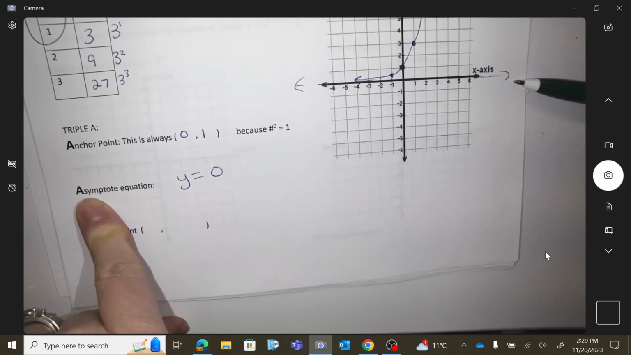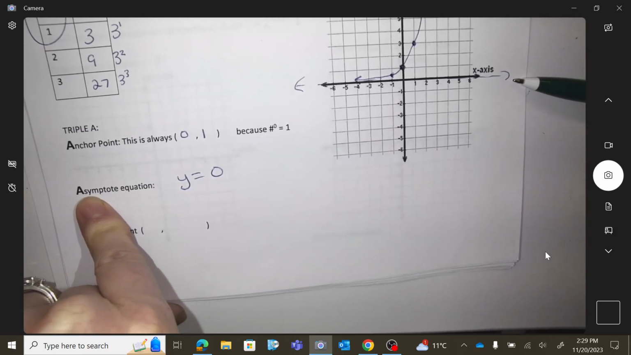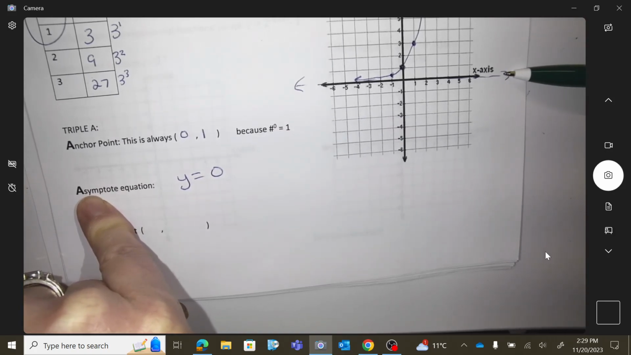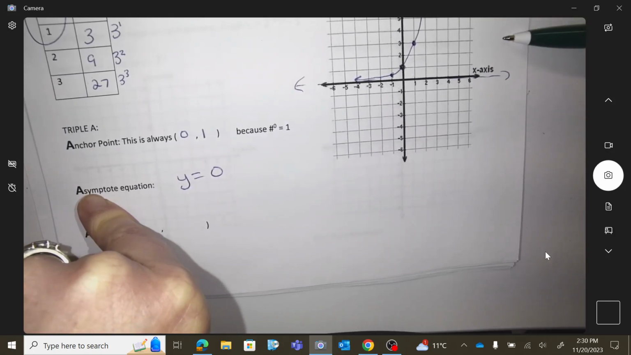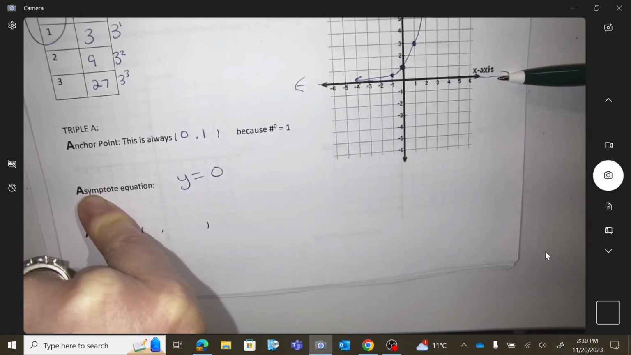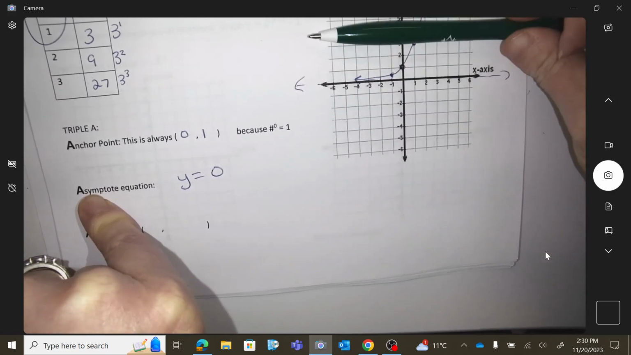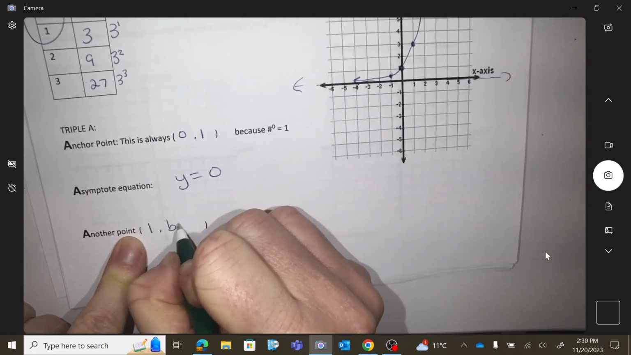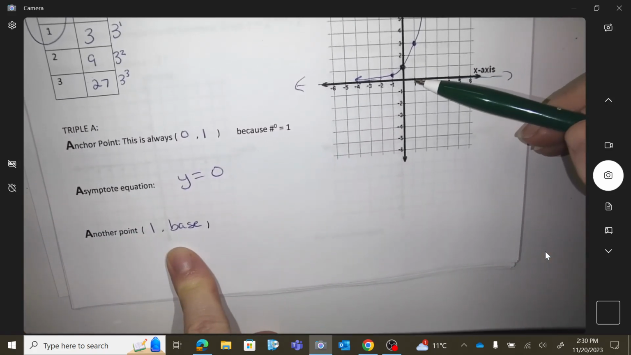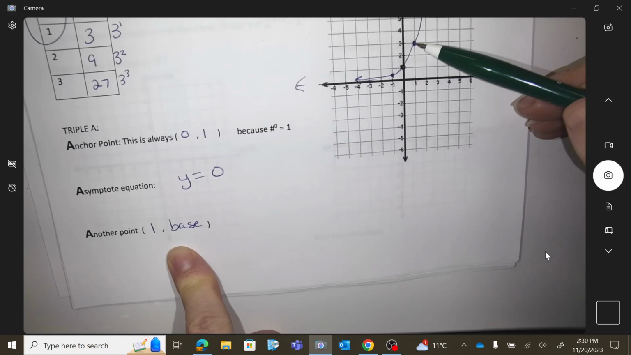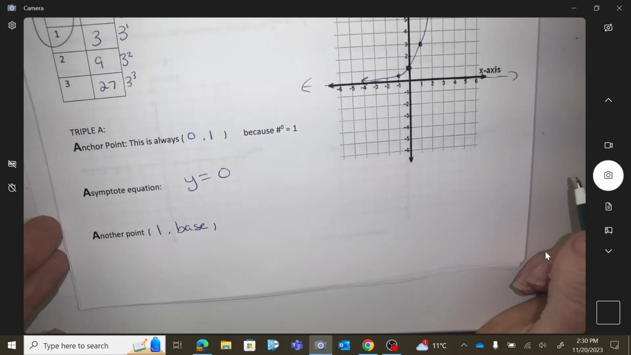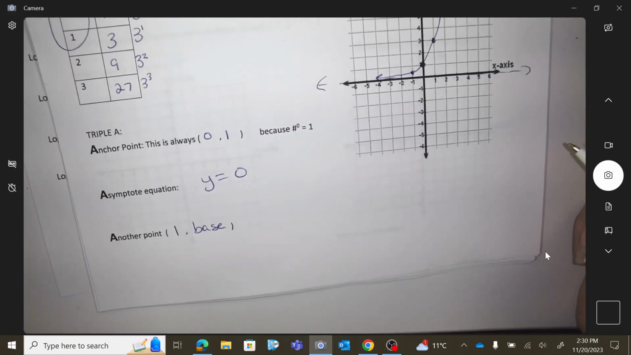What's the only way I can move this asymptote? Which letter, A, B, C, D, would have to change? Which transformation would have to change for this to be different? Would I have to stretch it, compress it, reflect it, shift it left, right, up, down? If you move it up or down, it would change, right? And another point is always 1 comma base. So you could see I did the coordinate 1 comma 3. So that's my AAA rule. This kind of always happens.